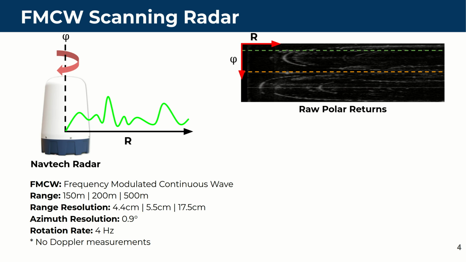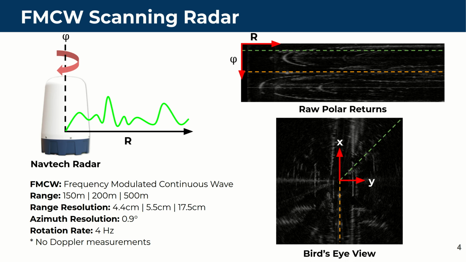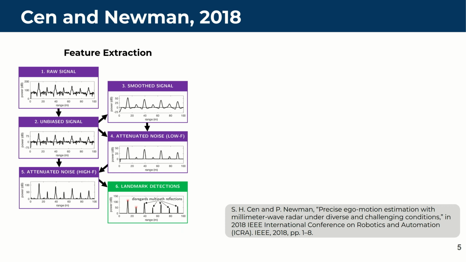Each measurement consists of a power range spectrum corresponding to the intensity of the received signal at each range bin. These measurements together form a polar radar image, as seen on the top right. For many of our algorithms, we prefer to work with a bird's eye view representation, which can be created by warping the polar image. There have been many recent contributions towards radar-based navigation.